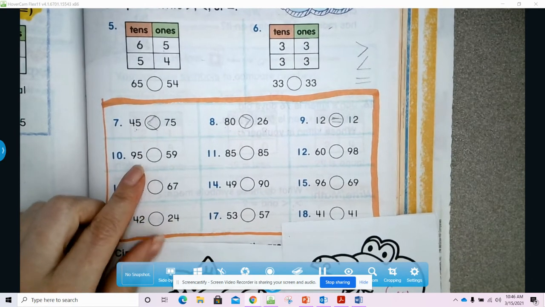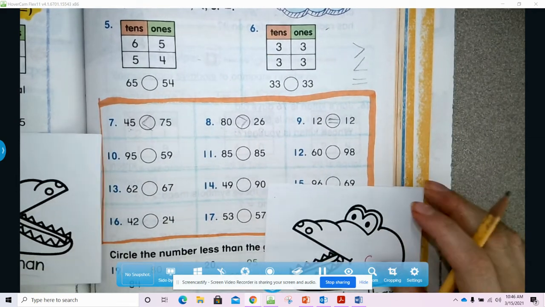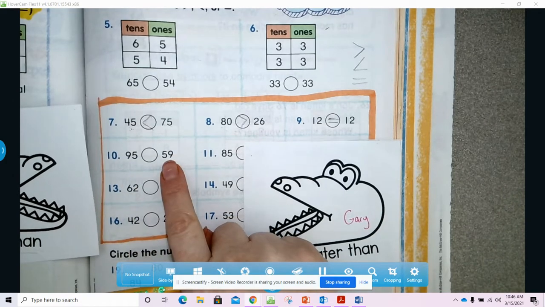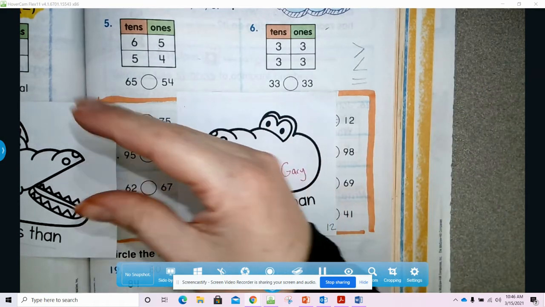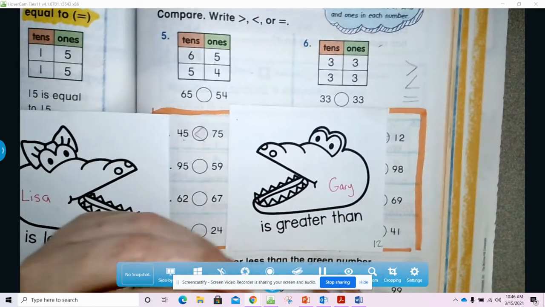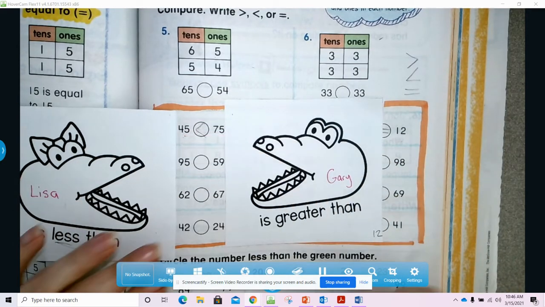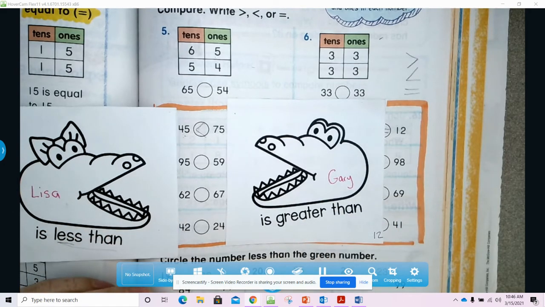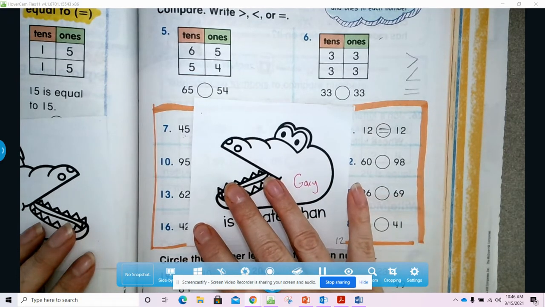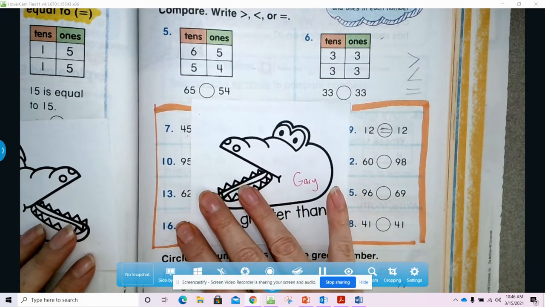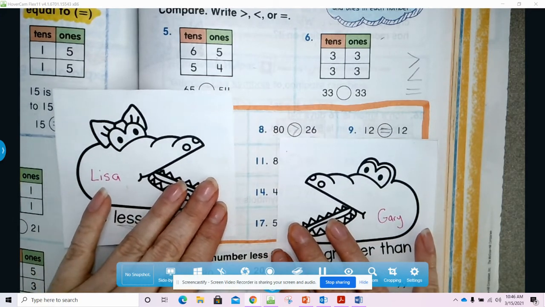Okay, 95 and 59. Okay, remember we only eat the greater number. So which one of these two is greater? 95 or 59? So who's gonna chomp the greater number? Is it less than Lisa or greater than Gary? It looks like Gary is the one that's chomping towards the big number. He would eat the 95. If it were Lisa in the middle, she would be chomping the 59.